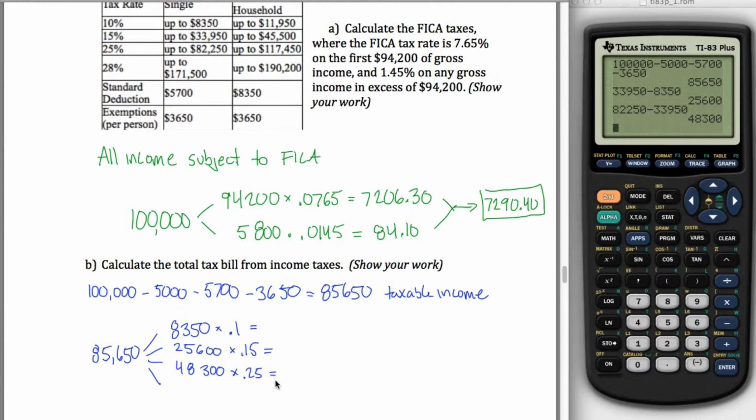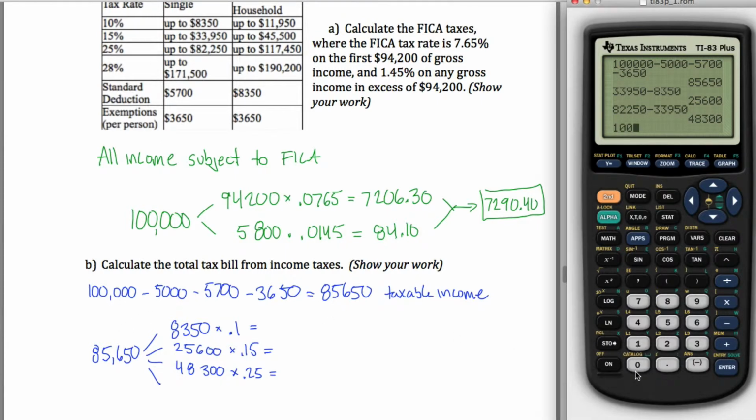But that's still not all my money, right? That's just the first $82,000, $82,250. I made $100,000. I didn't, but somebody did. So there's still money that needs to get taxed. The $100,000, a lot of it's already been taxed.